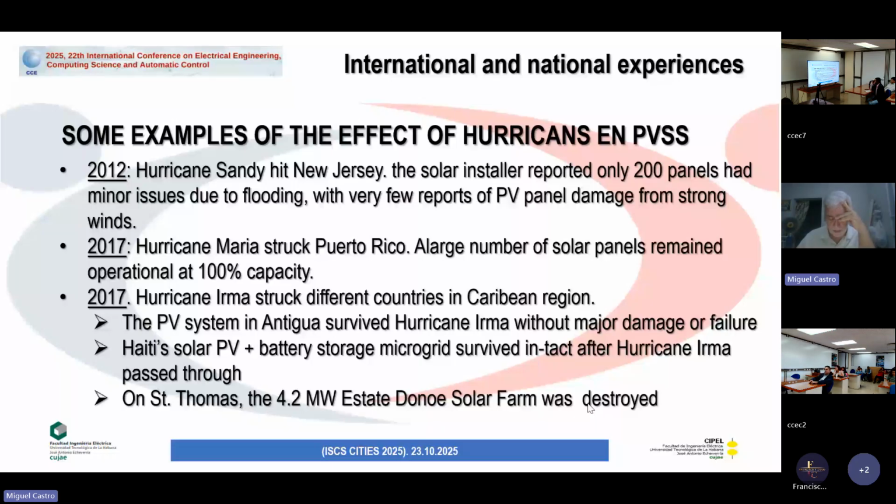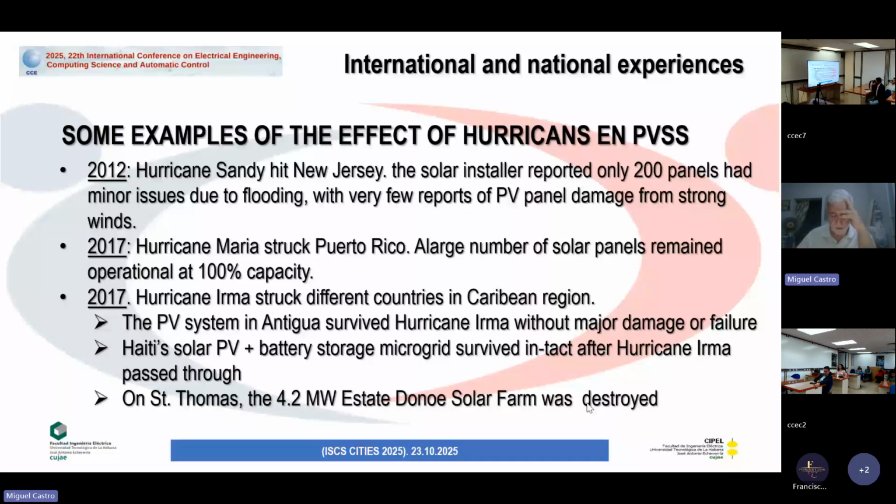Thomas, the 4.2 megawatt State Dono solar farm was destroyed. Another example we can see, for example, in 2018, North Carolina was devastated by flooding when Hurricane Florence hit. Many fossil fuel plants had to shut down for months, but solar power plants were able to resume operation after a few days. In 2022, Hurricane Ian hit Florida's Gold Coast as a Category 4 storm.